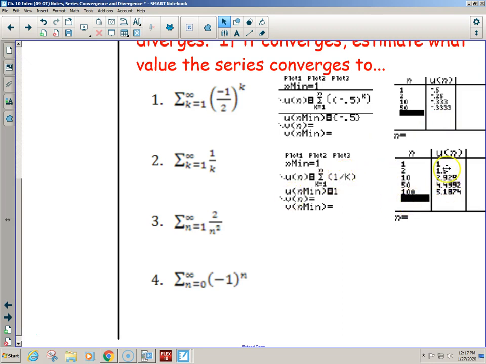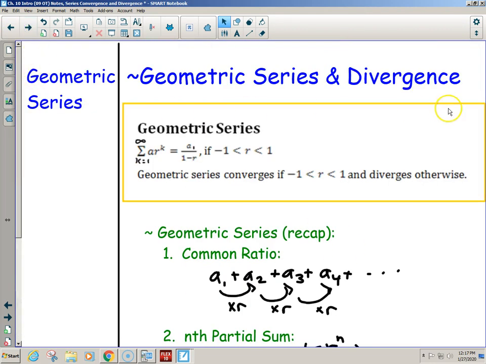But then there are other ones where you're going to be like, I don't know, I went to 100 and maybe it's stabilizing, but I don't see it nearly as clearly as up here. So there is the idea that we can use our calculator to explore, but we've got to get better than that. So to get better than that, let's start talking about our tests. In this section, 2 tests, geoseries and nth term.